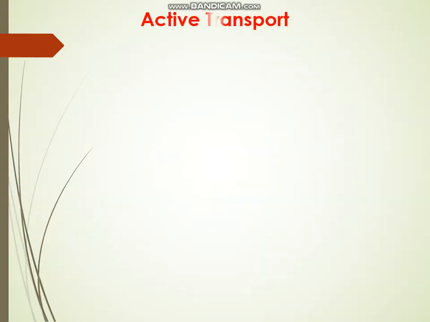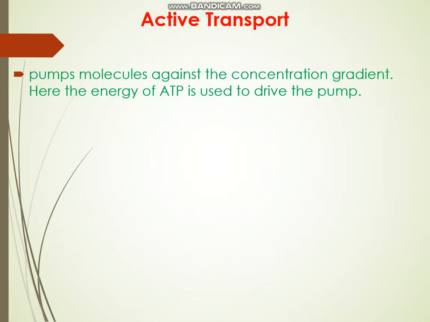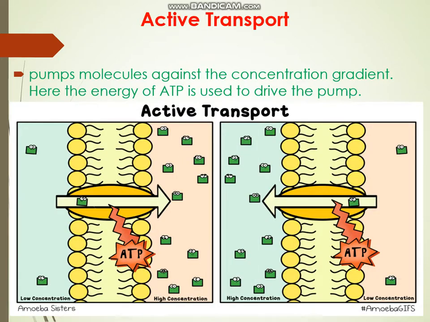And the last one is active transport. Active transport pumps molecules against the concentration gradient. Here the energy of ATP is used to drive the pump. The ATP donates a phosphate to a particular gateway molecule which then pumps the desired molecules across the membrane.